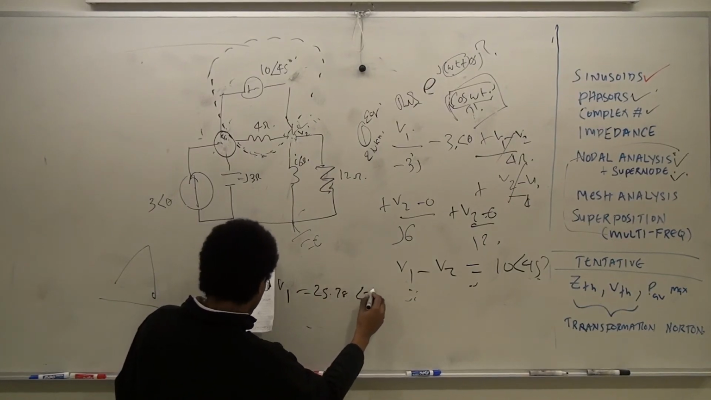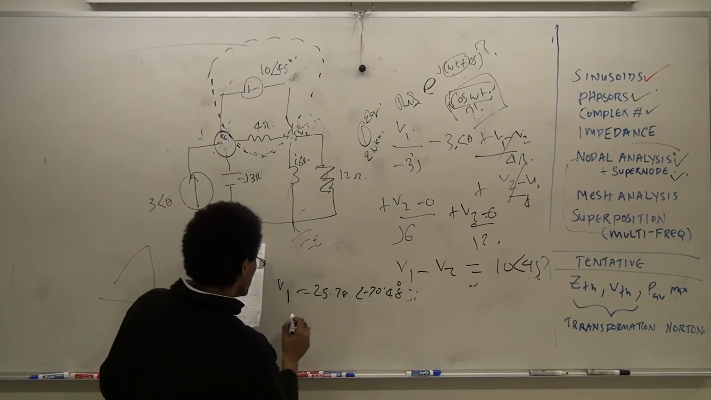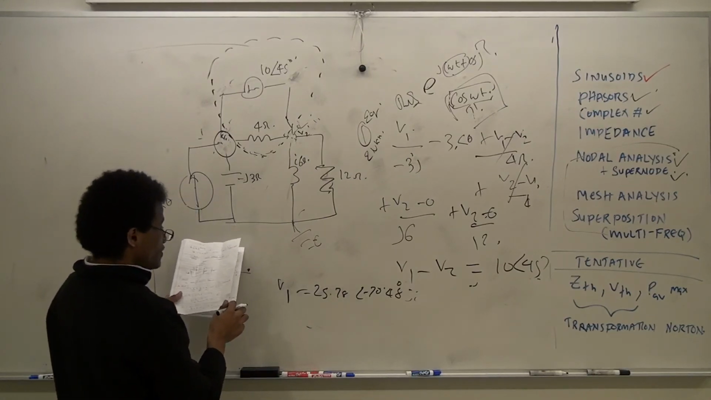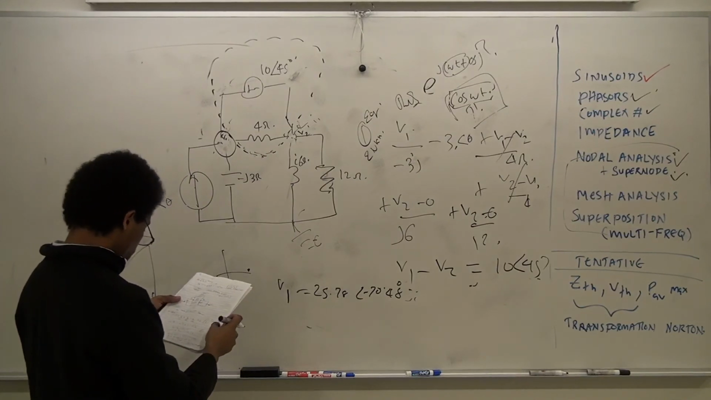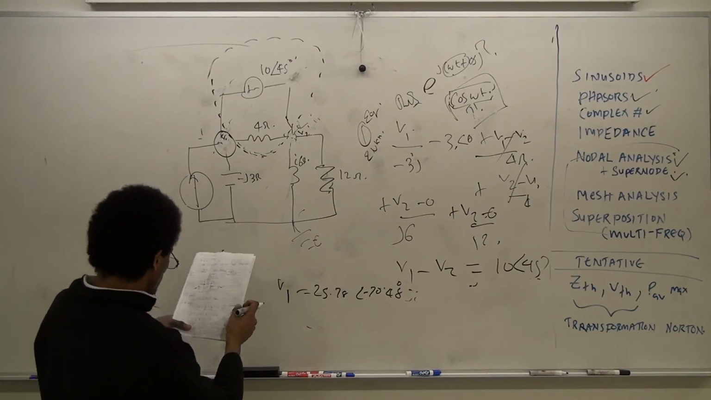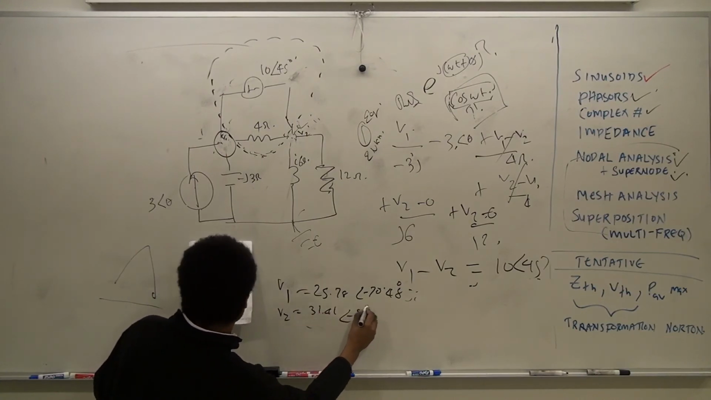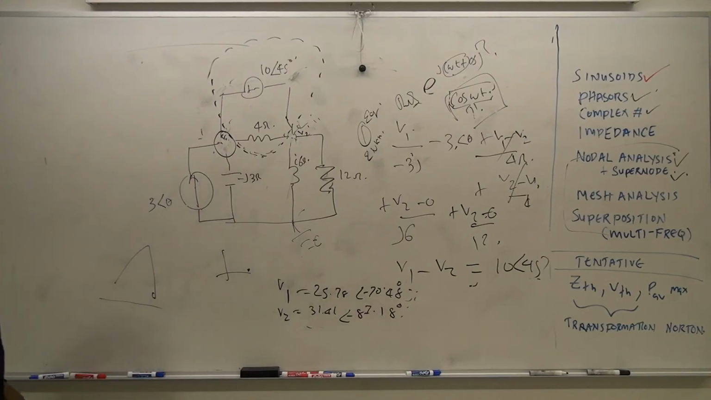25.78 angle negative 70.48 degrees. Okay, you can go try this at home. That's V1. And V2 is equal to 31.41 angle negative 87.18 degrees. That's what you get as your answer.